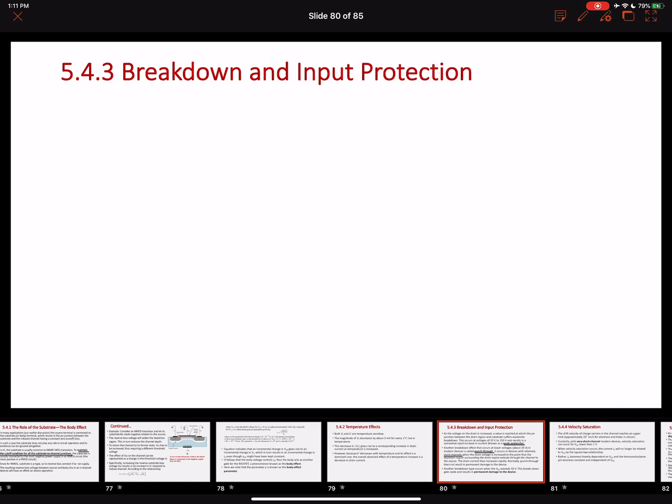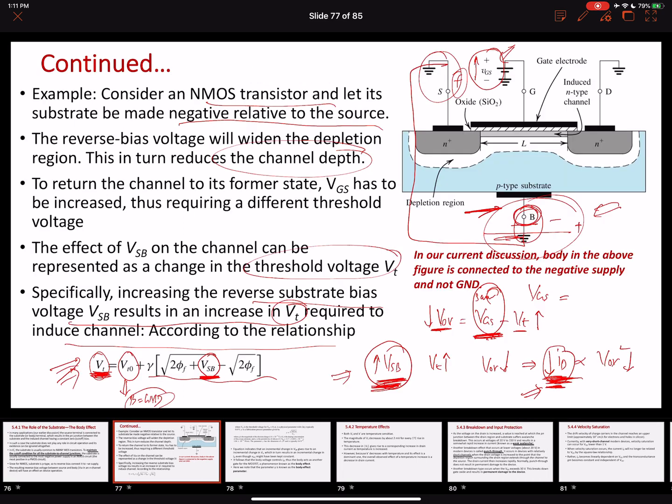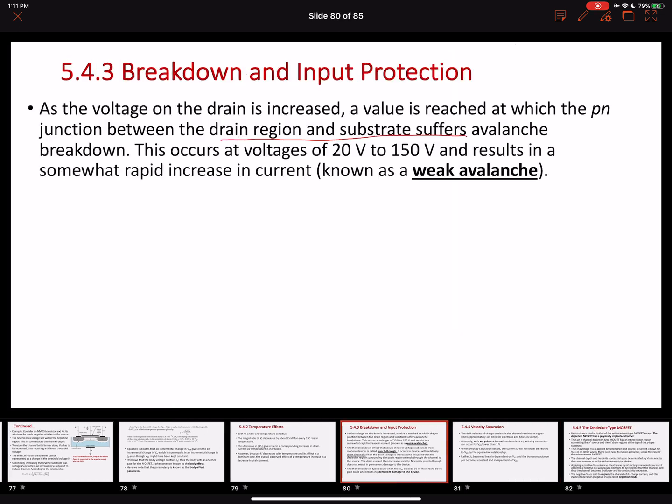Okay. Another important concept is the breakdown and the breakdown voltages. If we keep on increasing the voltage at the drain terminal, there will come a time at which the junction between the drain and the substrate will suffer an avalanche breakdown, right? So this is the drain and this is the substrate. This junction will suffer an avalanche breakdown, and this occurs at 20 to 150 volts.